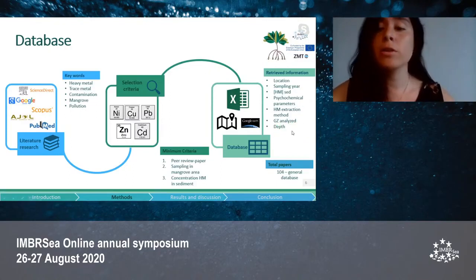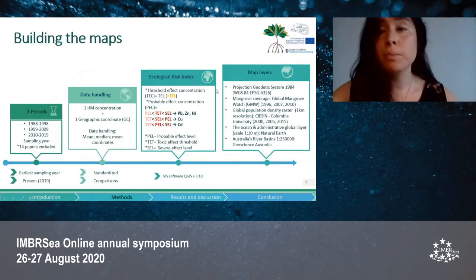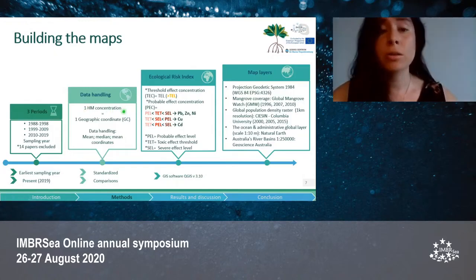A total of 104 papers were included in the general database. However, 14 papers were excluded because they didn't provide the sampling year, which was essential for the temporal analysis. The database was divided into 3 periods, and it was assured for the maps that there was one heavy metal concentration per geographic coordinate.